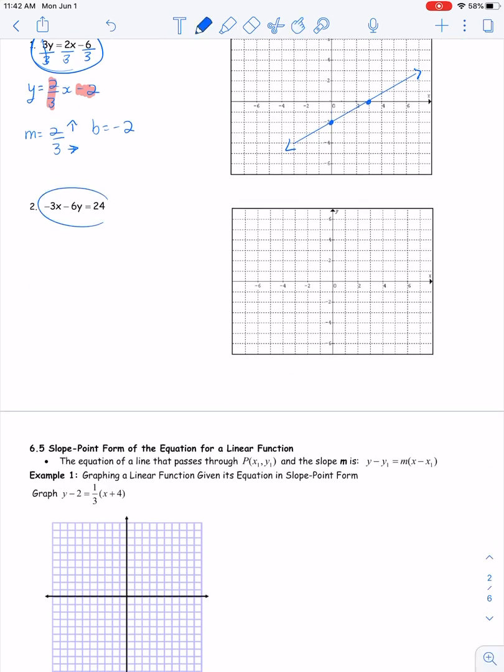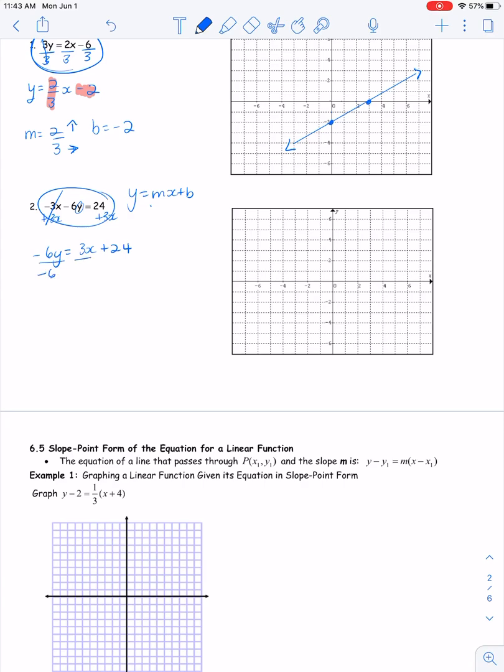Okay, this one's a little bit trickier, but same premise. All I want to do is get this y all by itself in order to get it into this form, y equals mx plus b, because then I can tell what the slope and the y-intercept are. So I'm going to add 3x to both sides. Whatever I do to one side, I need to do to the other side. So that's negative 6y, and I'm just going to write the 3x in front of the 24, just so it looks more like this form here.